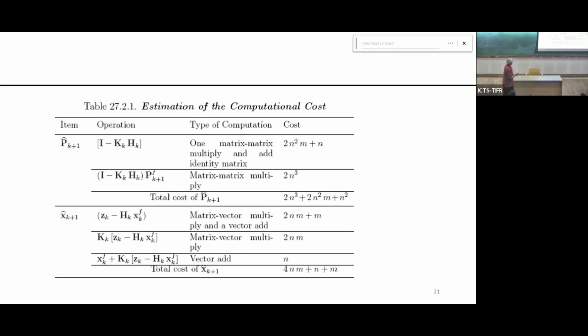Then I need to compute the posterior forecast covariance. That takes this much time. And then I had to compute the x k plus 1. So I have itemized every part of the calculation. The sum of all is the total amount of time. Are you all with me, please?